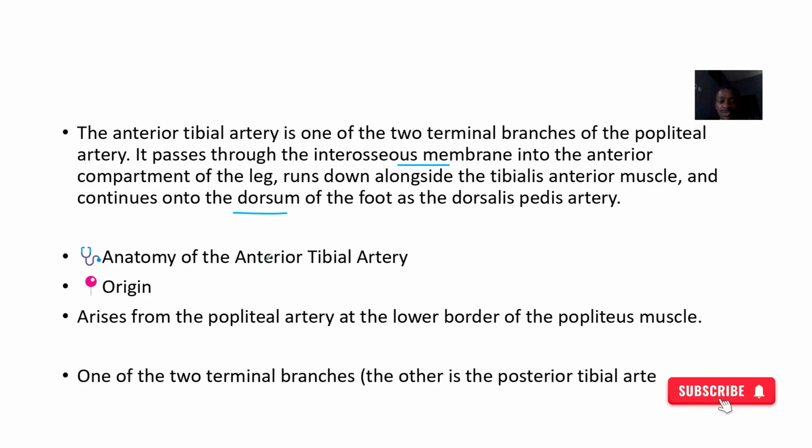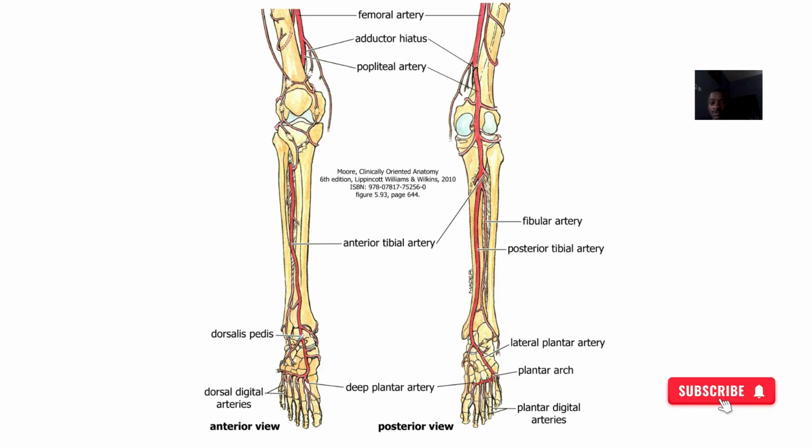So what's the anatomy of the anterior tibial artery? Origin: it arises from the popliteal artery at the lower border of the popliteus muscle. So it's one of the two terminal branches, okay, of the popliteal artery. The other one is the posterior tibial artery. Okay, so let's still locate it. We said that this is the anterior tibial artery.